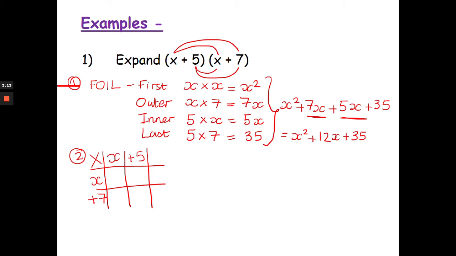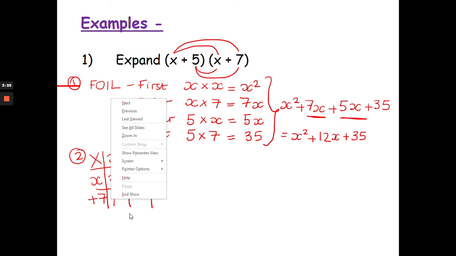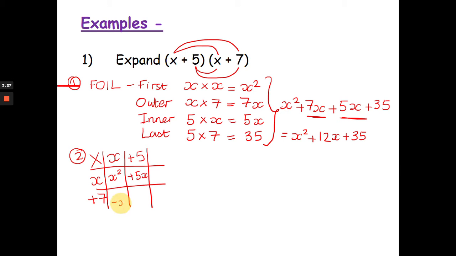So x times x gives me x squared. 5 times x gives me plus 5x. x times plus 7 gives me 7x, and I'm going to put a plus there because I need that plus sign from the 7x. And then 5 times 7 gives me plus 35. Now the reason I keep in my plus signs is because when I'm going on to simplify it, I know what operation I need to perform. So here I'm going to write this out.